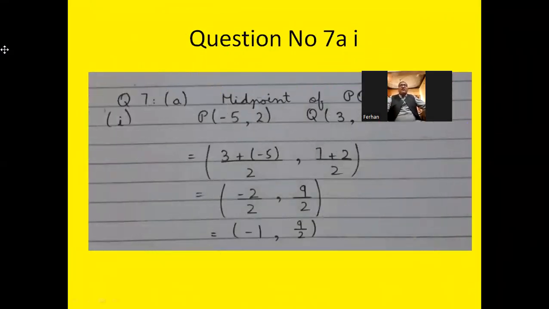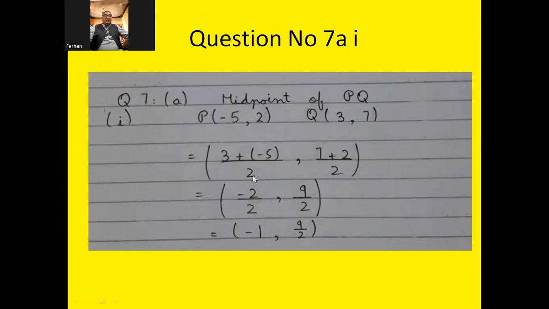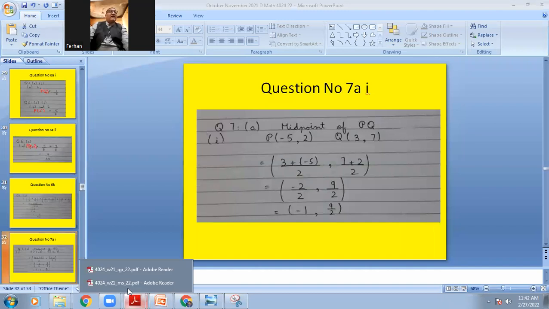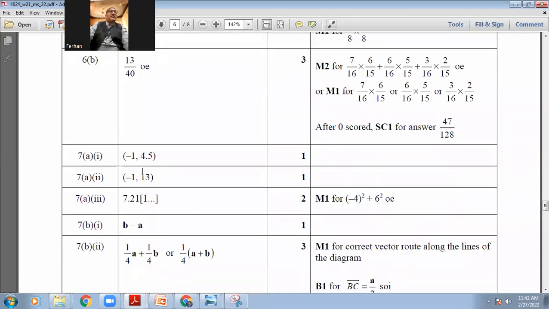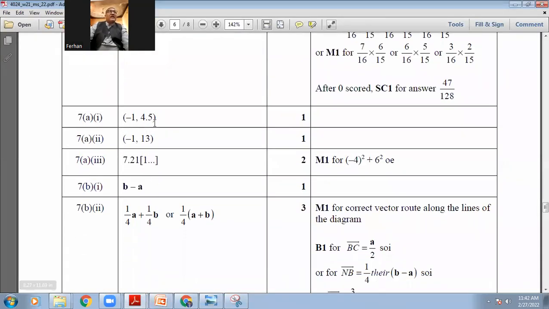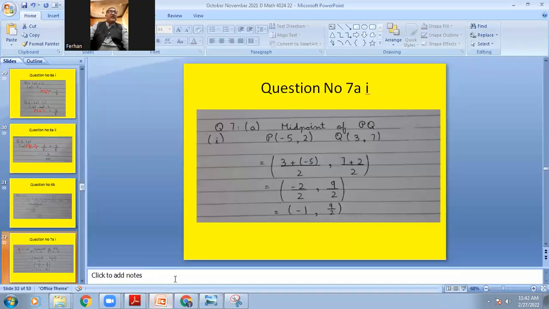The coordinates of the midpoint, this is the formula, are x2 plus x1 divided by 2 comma y2 plus y1 divided by 2. Just put the values in. So the answer you will get will be minus 1 comma 9 by 2. So I hope you understand. Let's have a look at the answer. So minus 1 comma 9 by 2 is 4.5. Yeah, our answer is right.